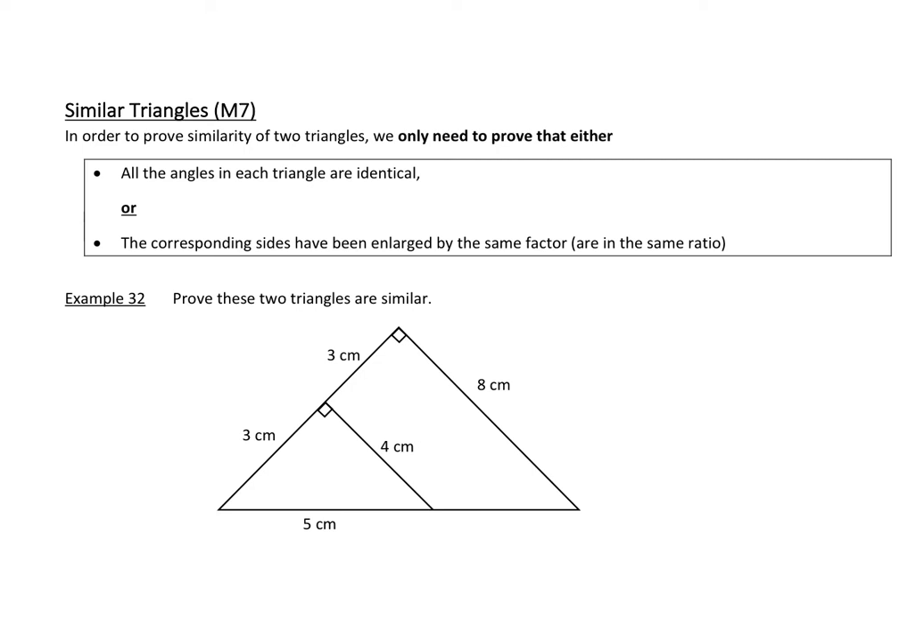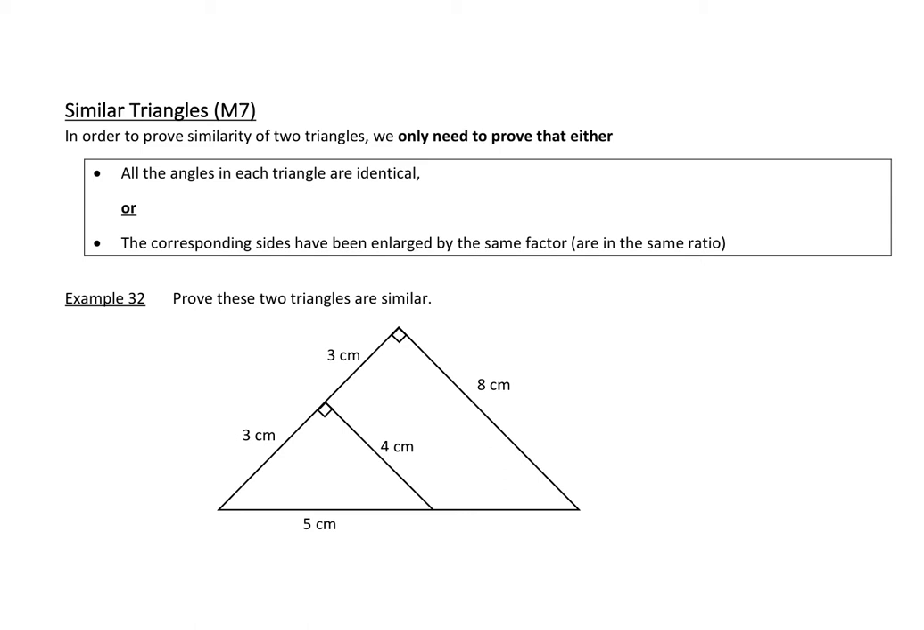In this video we're going to look at similar triangles. In order to prove similarity of two triangles, we just need to prove that all the angles in the triangles are identical, or else that the corresponding sides have been enlarged by the same scale factor, or you could say that the sides are in the same ratio.